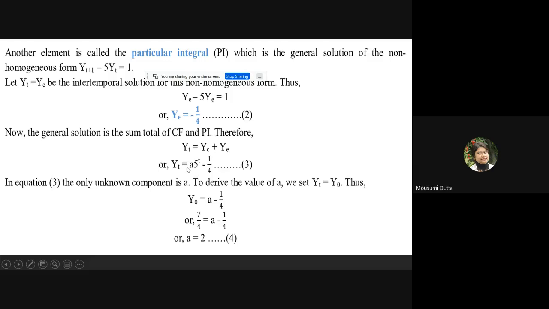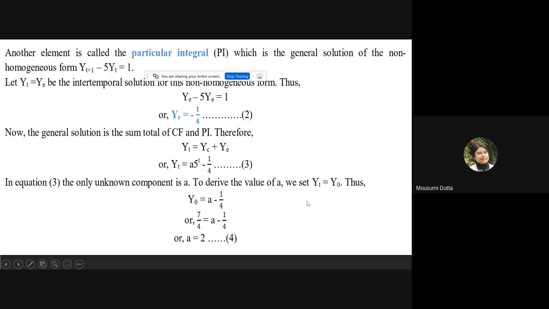Now to derive the value of A, we consider the initial condition. So we consider t equal to 0, and rewrite the equation using t equal to 0. In equation number 3, if I put t equal to 0, we get this format. 5 to the power 0 is 1, so we get this value, and from there we get the value of A, which is 2.